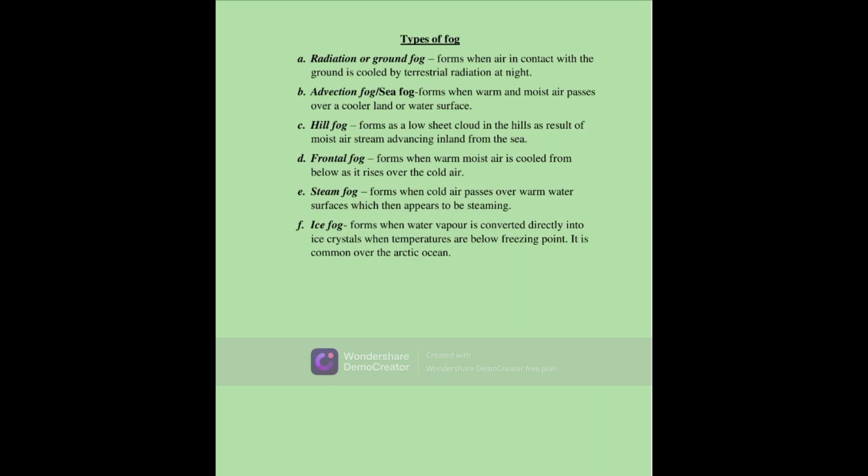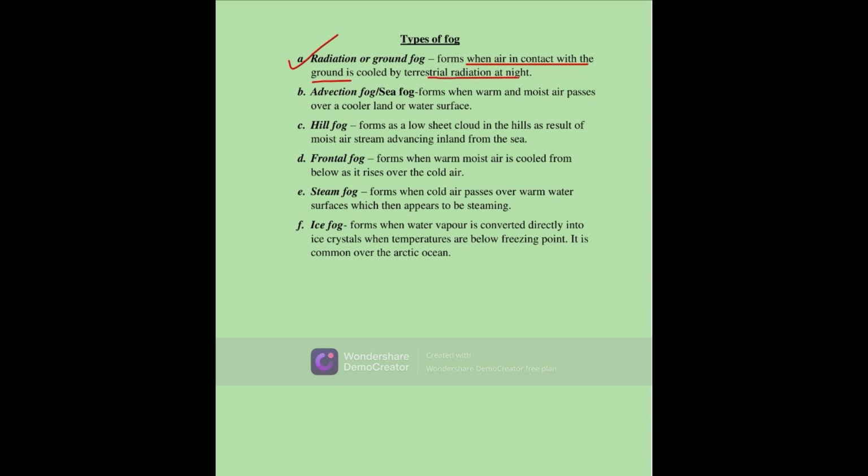Now let's look at, as we finish, types of fog. Number one is radiation or ground fog. This type of fog is formed where air is in contact with the ground. About the formation, it is formed when air in contact with the ground is cooled by terrestrial radiation at night. That is when it will be formed.